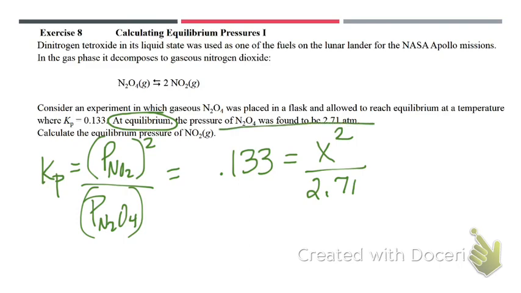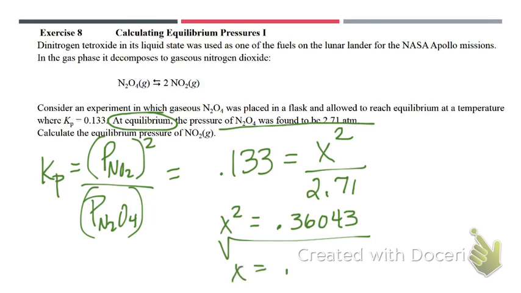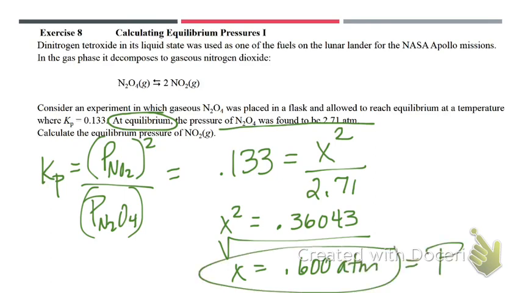So now we can do what? Math, right? So x squared would be equal to 0.36043, and then we square root all of that, and we get x is equal to 0.600 atmosphere, which would be equal to the partial pressure, we need to say that, of NO2. So because we were at equilibrium, that makes life easier.